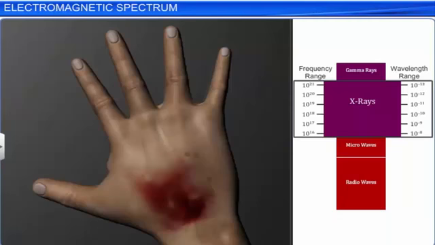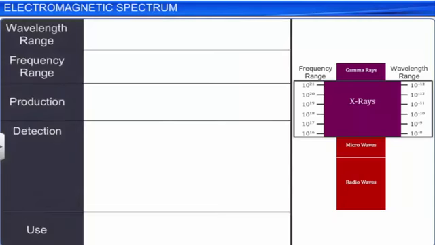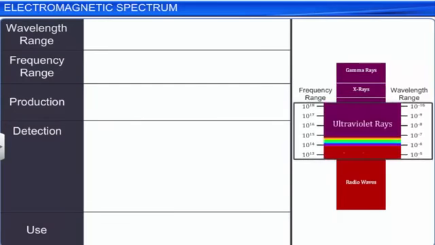The next kind of electromagnetic waves in the electromagnetic spectrum is the ultraviolet rays. The wavelength of ultraviolet rays is in the range of 6 into 10 power minus 10 meters to 4 into 10 power minus 7 meters. Their frequency is in the range of 10 power 17 Hz to 10 power 15 Hz.